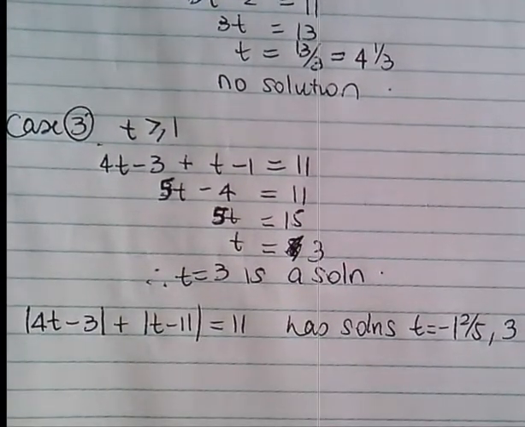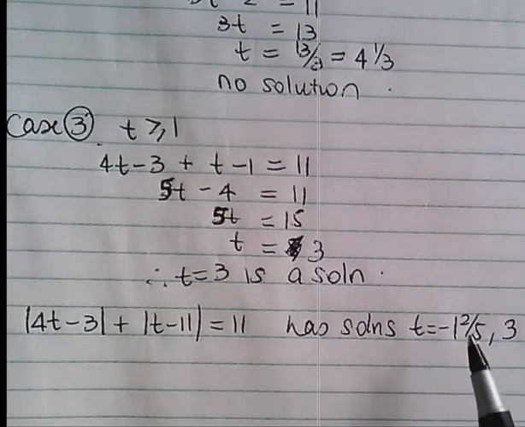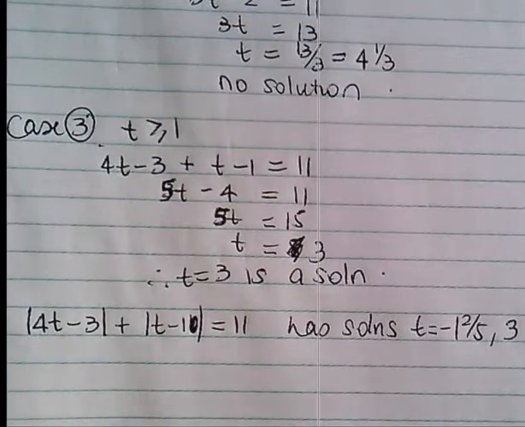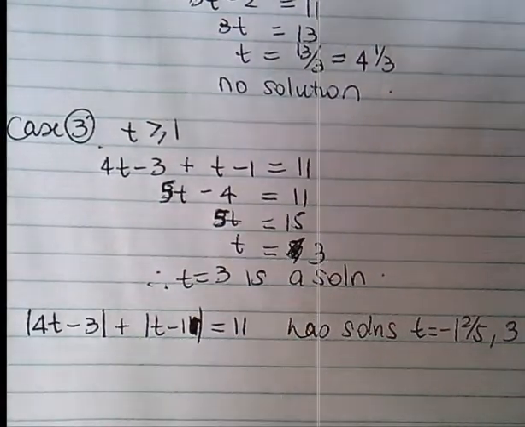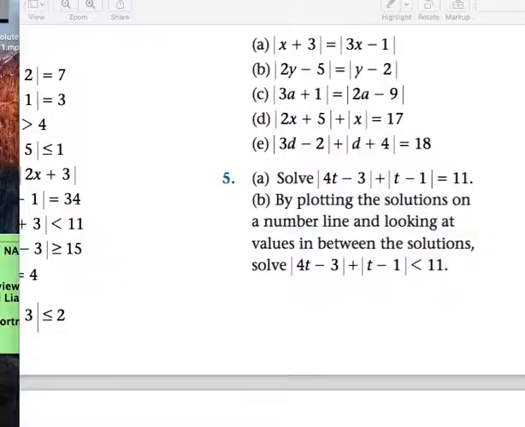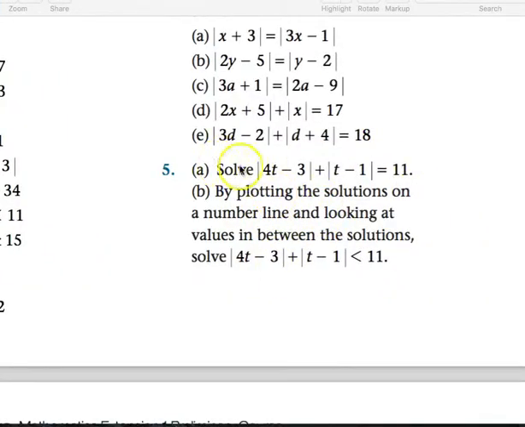Minus 1 equals 11. Typo. Not a typo, a righto. Right, anyway, that equation has two solutions, okay? Now, in the next part, we're supposed to solve it with an inequality. We've just solved part A, and our two solutions are t is negative 1 2/5 and t is 3. They're our two solutions to that.